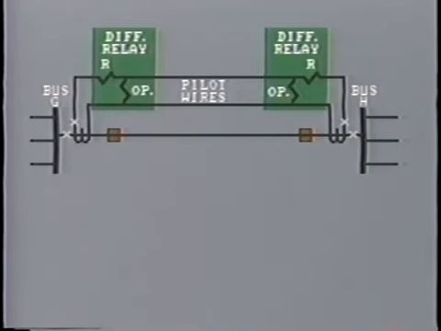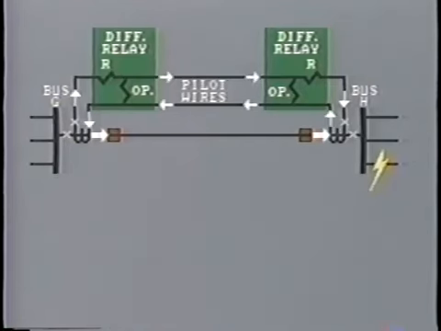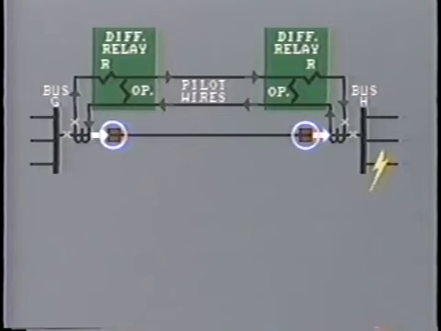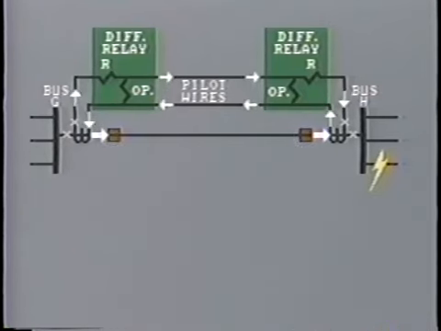Let's consider the case where there is an external fault, that is, a through fault. The current in the CT secondaries circulates like this. There will probably be a small current passing through the relay operating coils, but this is insufficient to overcome the restraining coils. In this situation, the relays will not trip their respective breakers. This is correct for a through fault.